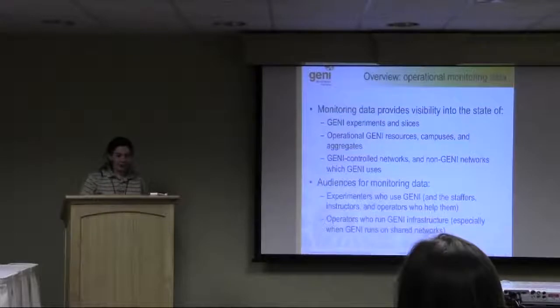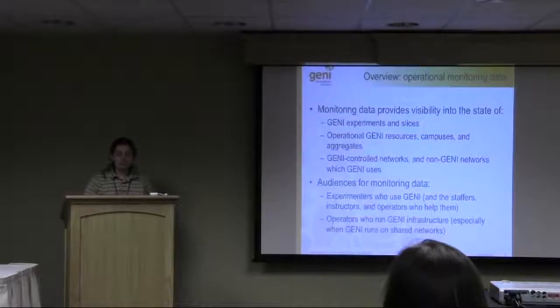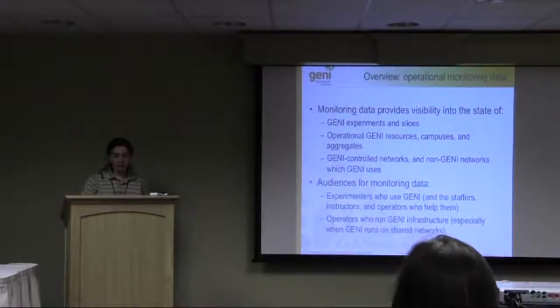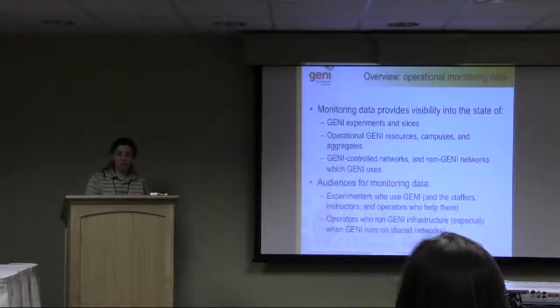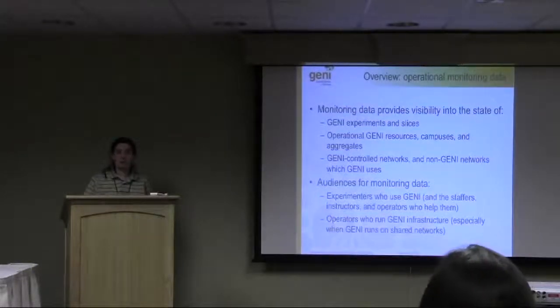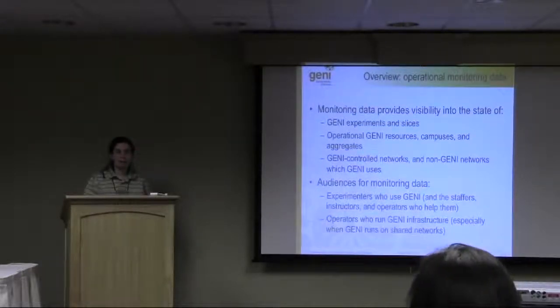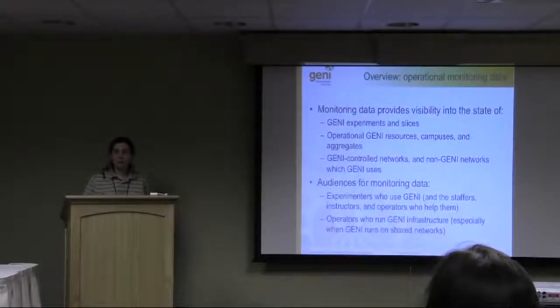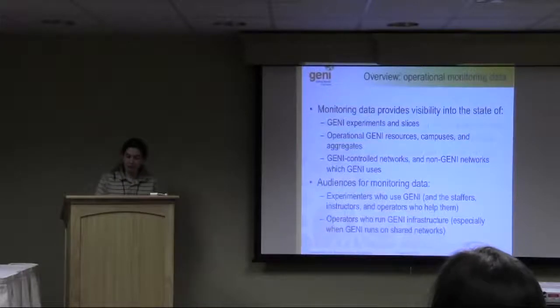And so we want to get visibility into the state of all of these things that are in GENI, experiments and slices, which are located across all of the infrastructure in GENI, and both the networks that are controlled by GENI and the non-GENI networks which are used by GENI experiments. We expect that both experimenters and operators might want to look at this data in order to debug problems with experiments or to resolve outages, and in the case of operators, presumably also to detect outages, and maybe experimenters might want to do a little bit of that too in the context of their own experiments.